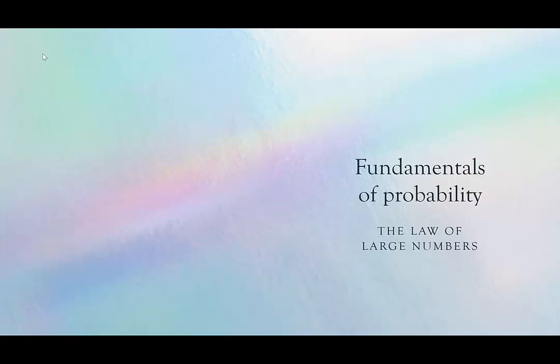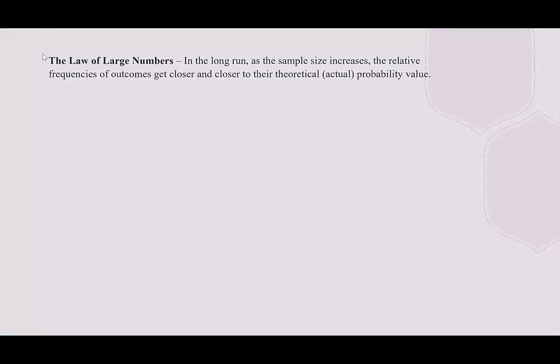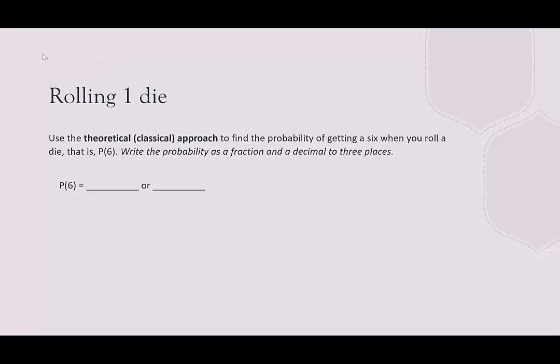In this video, we are going to look at the law of large numbers. The law of large numbers states that in the long run, as the sample size increases, the relative frequencies of outcomes get closer and closer to their theoretical or actual probability value.